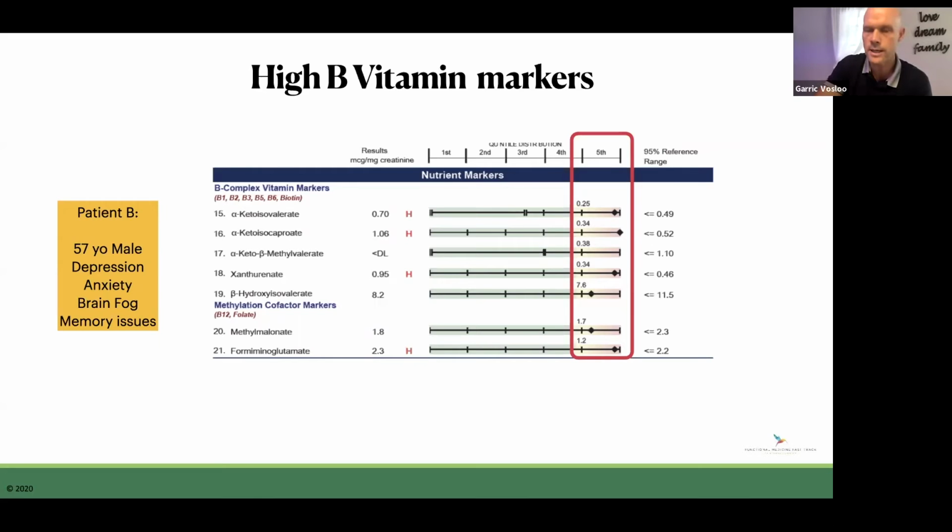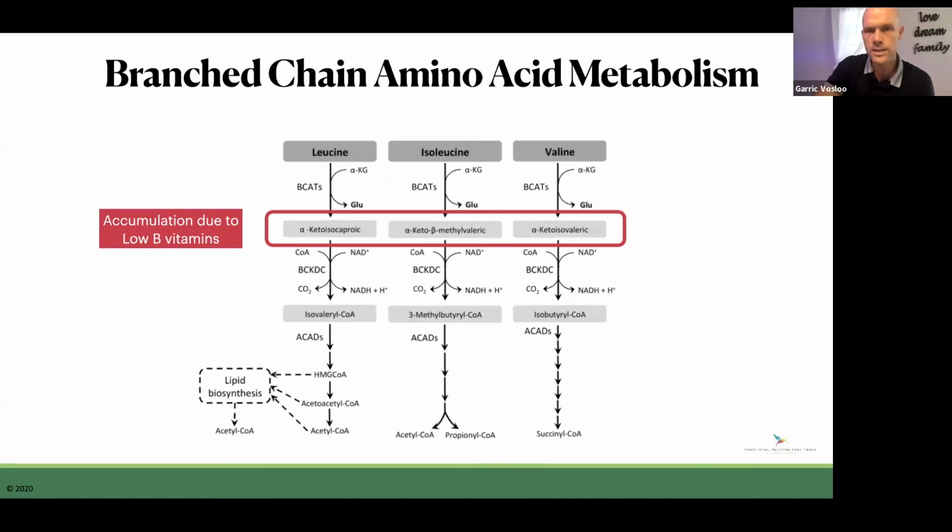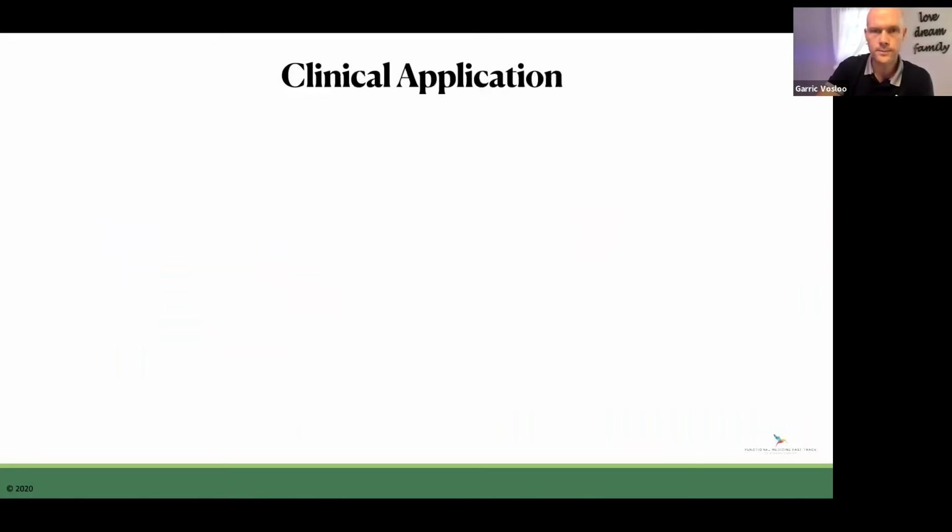So great, great connection. And again, just highlighting from our branched-chain fatty acids here, when these intermediates accumulate, they cannot move forward because they do not have those cofactors to move to the end products of acetyl-CoA, succinyl-CoA, propionyl-CoA, and so on, to be used in the Krebs cycle.